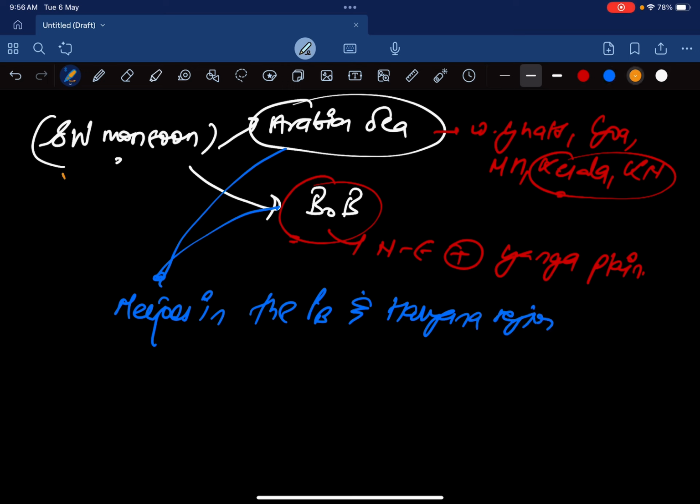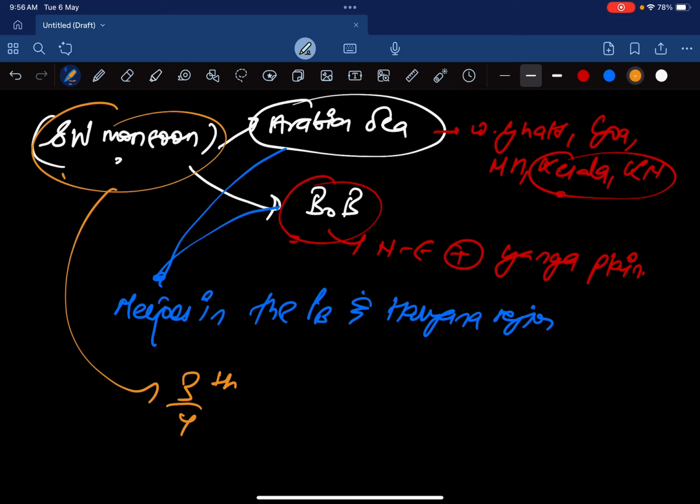Further, this southwest monsoon accounts for India's 3/4 of the total rain. That's why it is more important. The kharif crops are more important. That's why Indian agriculture is dependent more upon monsoon, and any variations in the monsoon because of the climate change will have an impact on the agriculture, right?